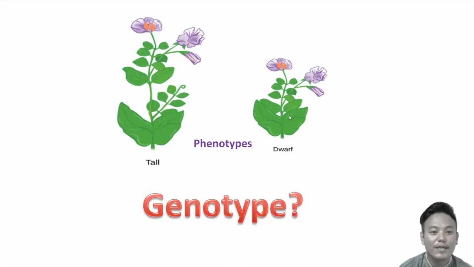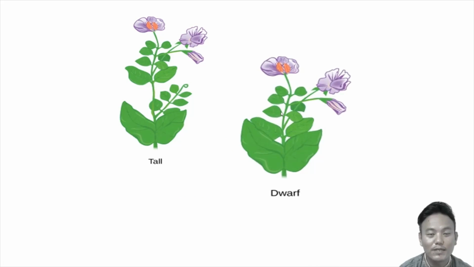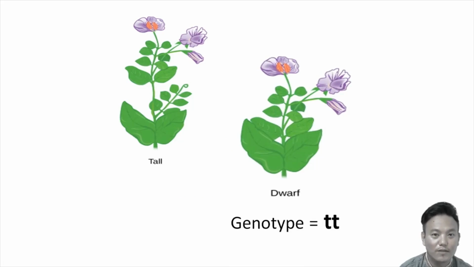However, the question is, can we determine the genotypes of these two individuals just by looking at their phenotypes? The answer is, for the dwarf plant, yes, we can, and we can safely say that the genotype of this dwarf pea plant is two small t's, or two recessive alleles. That is, it is homozygous recessive. Why? Because it has only one possibility for its genotype, homozygous recessive. Only in this condition will the plant express its dwarf character, because the dwarf character is the recessive character.